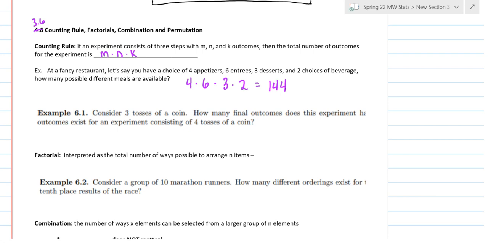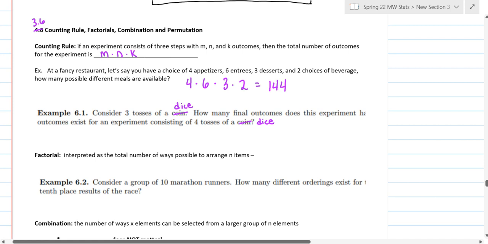Okay, so for example, consider 3 tosses of, I think I meant to put dice there, so make that dice. So consider 3 tosses of a die. How many final outcomes does this experiment have? How many final outcomes exist for an experiment consisting of 4 tosses of a dice?